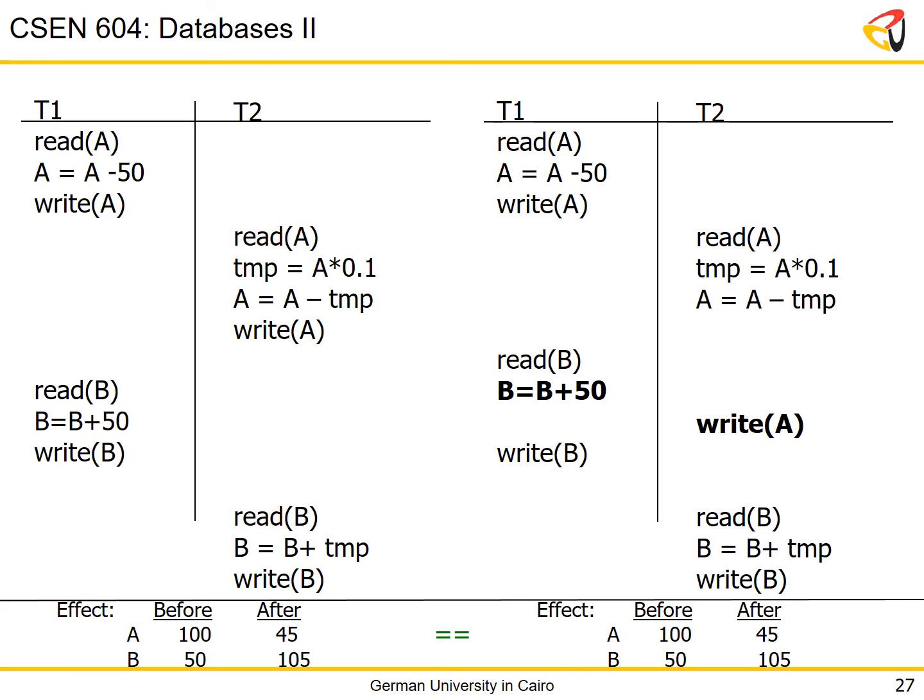context switch happened after B equals B plus 50, consequently I will do in T2 write A, and then a context switch happens again to write B, and then a context switch happens again to read B in T2. But then I'm reading now the new value of B, so everything works as expected. Okay.